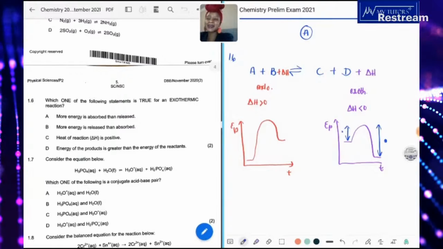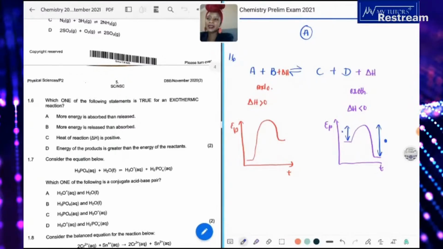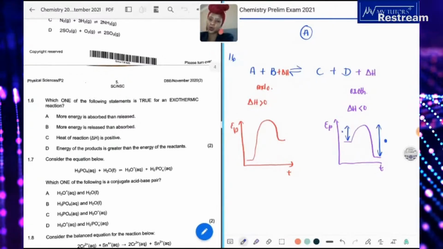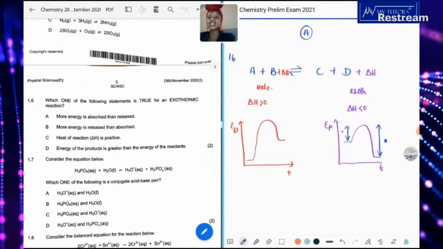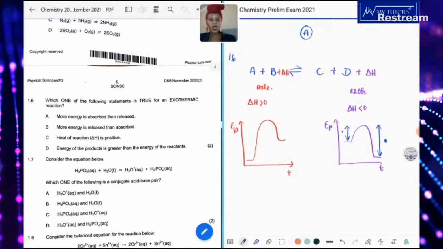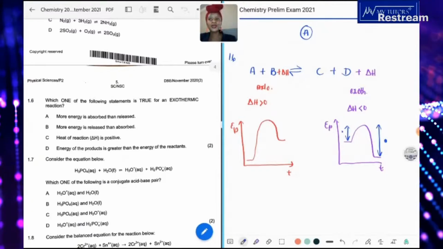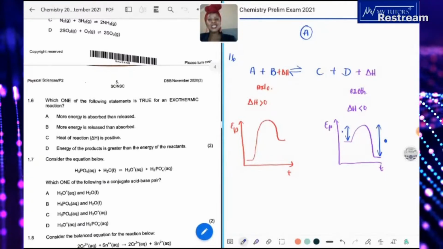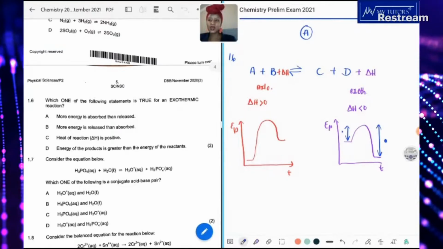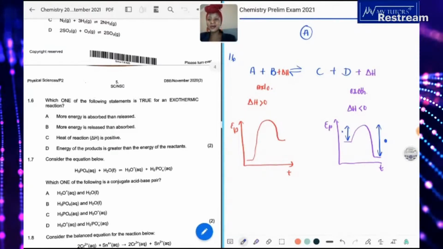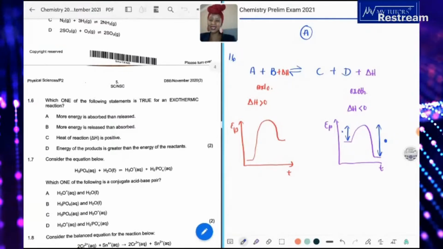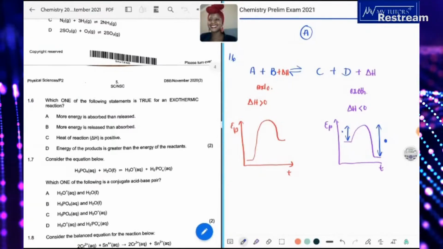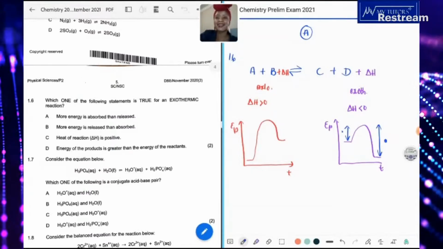Okay, I think the trick here is about energy being released and energy being absorbed. I think that is the main thing about exothermic reactions. The energy is released to the environment. So I would go with the released, more energy is released than absorbed, rather than the energy of the products themselves is greater than the energy of the reactants. Okay, so I'm going to say B in this case.